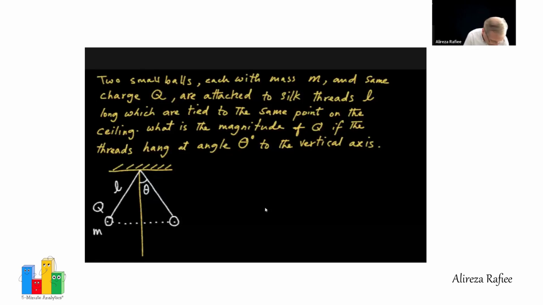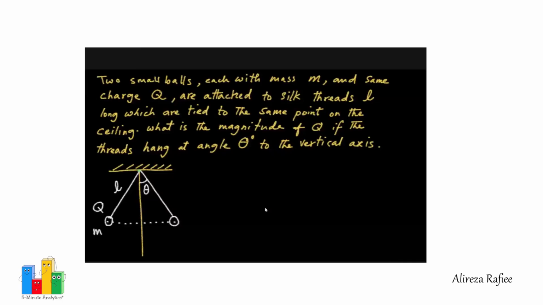Okay, let's say you have two small balls, each with a mass m, and we put a charge of q, same charge, on both of them. And they are basically hanging from a silk thread with length L attached to the ceiling point up here. Because of the charge, both balls are the same sign, so they repel each other and they create an angle theta between the thread and the vertical axis.